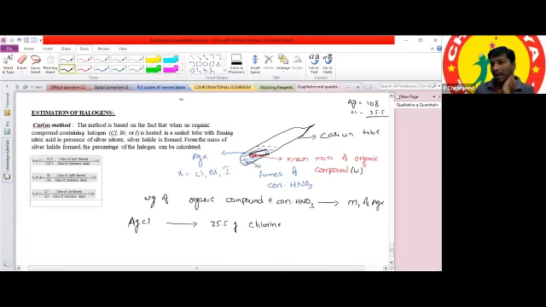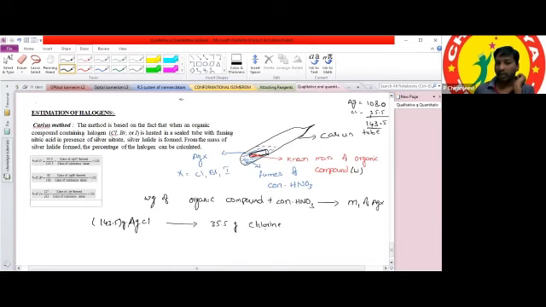Because we are adding these two together, 108.0 plus 35.5: 8 plus 5 means you will get 13, and 3 plus 1 is 4, and 1. So the total value is 143.5. So the molar mass of AgCl is 143.5 grams, and 143.5 grams of AgCl contains 35.5 grams of chlorine.